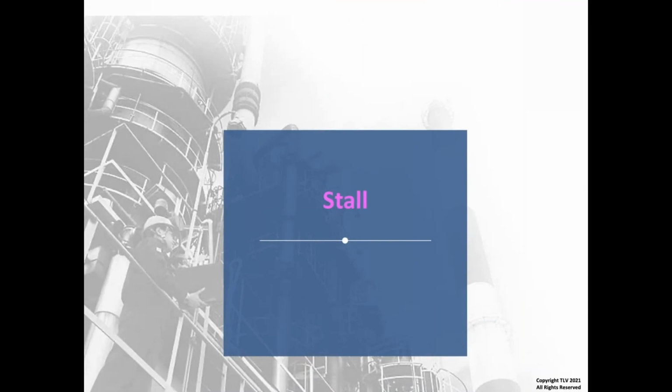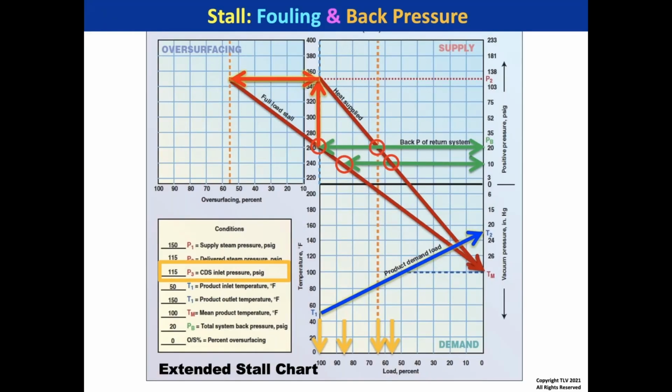Another way to handle such a stall condition, and we analyzed the stall chart, the extended stall chart, and how to mitigate it in the previous session. This is the extended stall chart that I developed and we analyzed in the previous session. But in the previous session, if you look here, P2 was 115 and P3 was 115 to keep it simple.